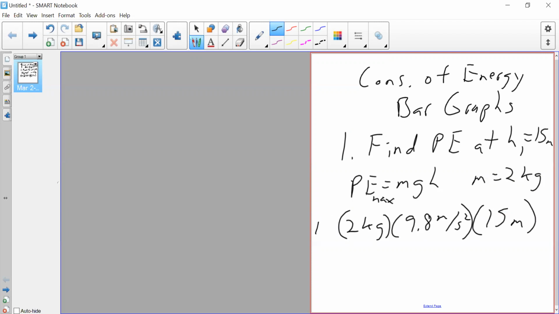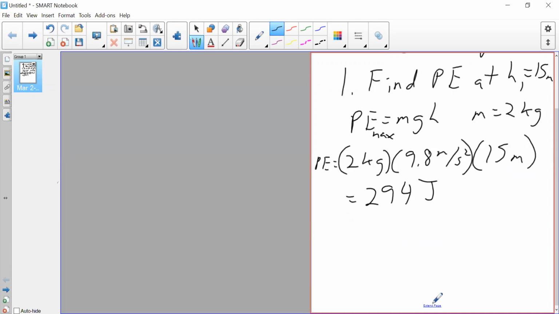Okay, so that's going to be our first potential energy. Calculator out. 294 joules. And that's what you have there. And then we know that it's at rest. So the kinetic energy at that point is 0. And then therefore the total mechanical energy is just going to be the sum.